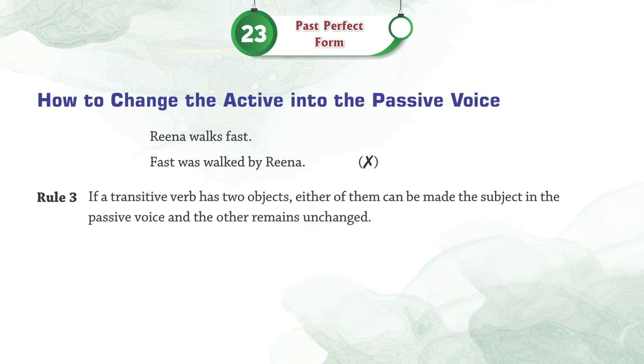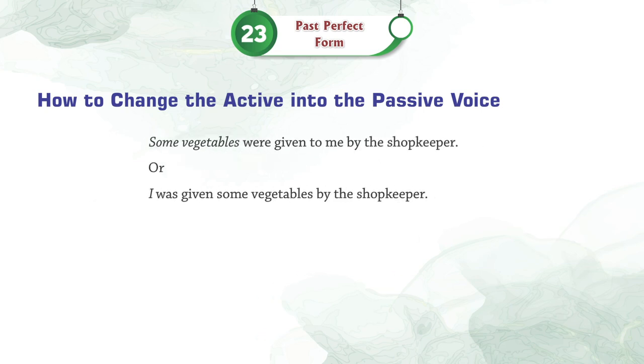Incorrect. Rule 3. If a transitive verb has two objects, either of them can be made the subject in the passive voice, and the other remains unchanged. Examples: The shopkeeper gave some vegetables to me. Some vegetables were given to me by the shopkeeper. Or, I was given some vegetables by the shopkeeper.